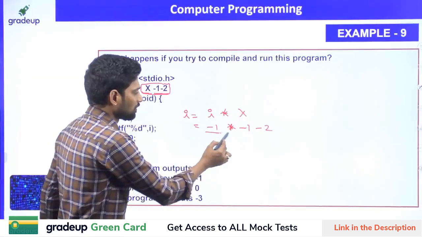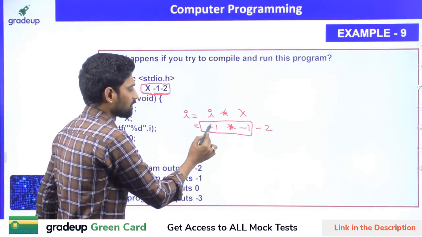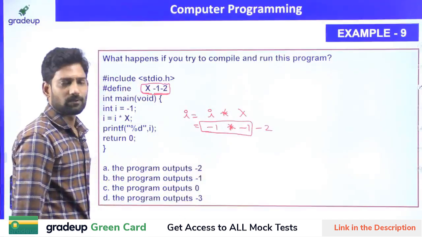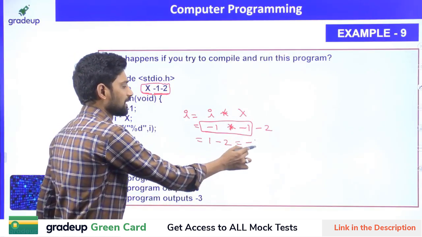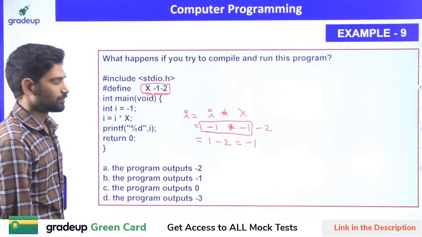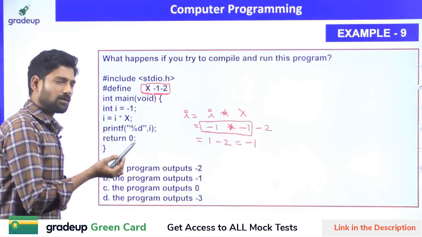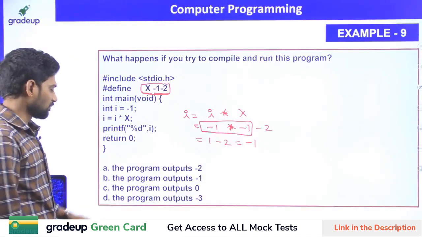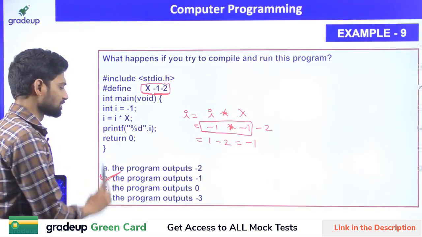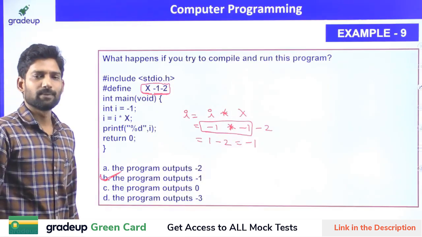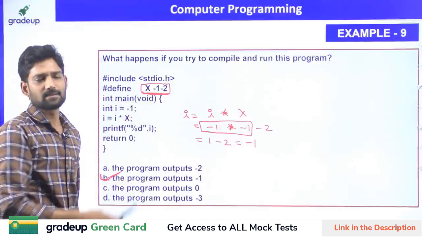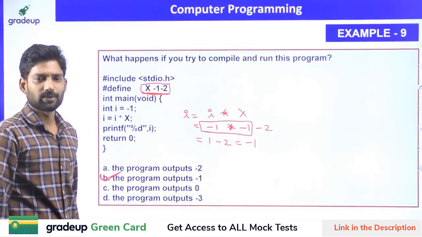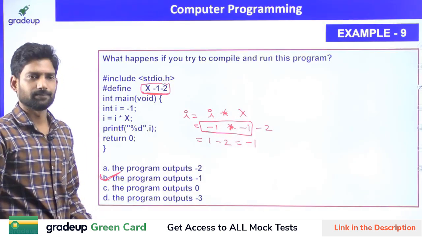Now this is evaluated like this: -1 multiplied by -1, which is +1, 1 -2, which is -1. So print i means what is printed? -1 will be printed. The program outputs -1. So remember, macro substitution means as it is substitution. Okay. Then next one.